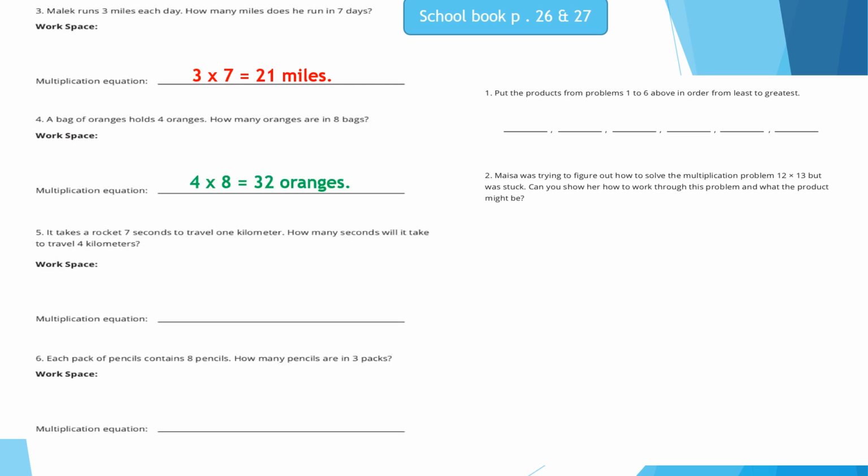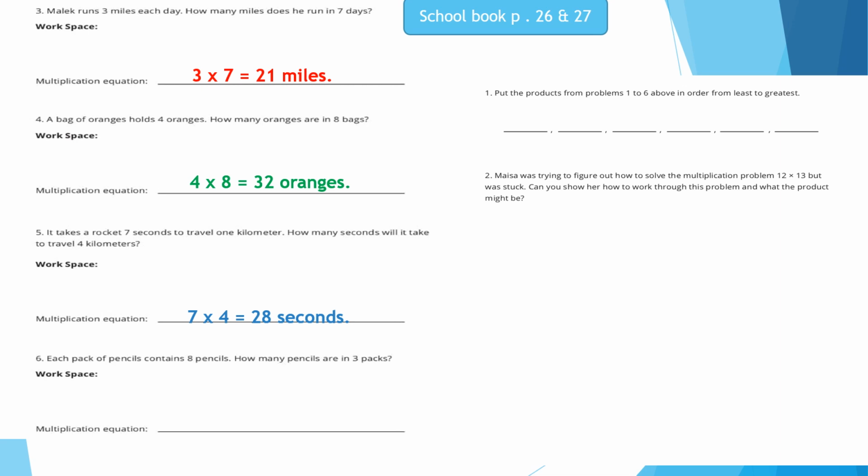32 oranges. It takes a rocket 7 seconds to travel 1 kilometer. How many seconds will it take to travel 4 kilometers? For 1 kilometer, it takes 7 seconds. So 4 kilometers, it takes what? 7 times 4 equals 28 seconds.